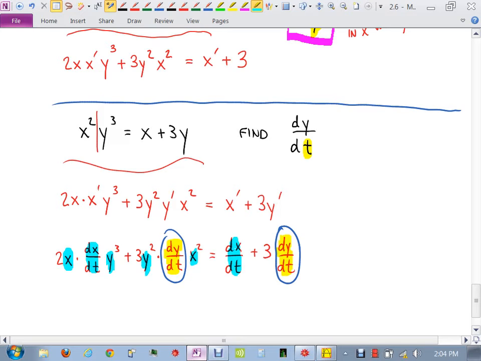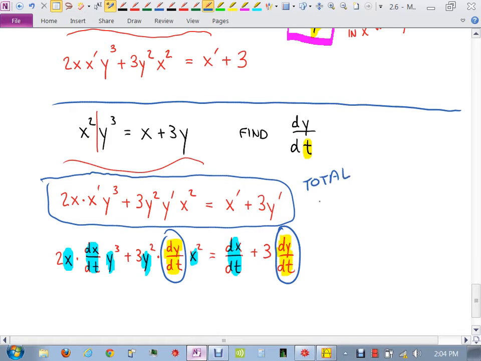Any questions? A lot of times this right here is called the total derivative, because you're treating every variable as if it depends on something else that's not there. Where the other ones, the variable that you were differentiating with respect to actually appeared in the equation.